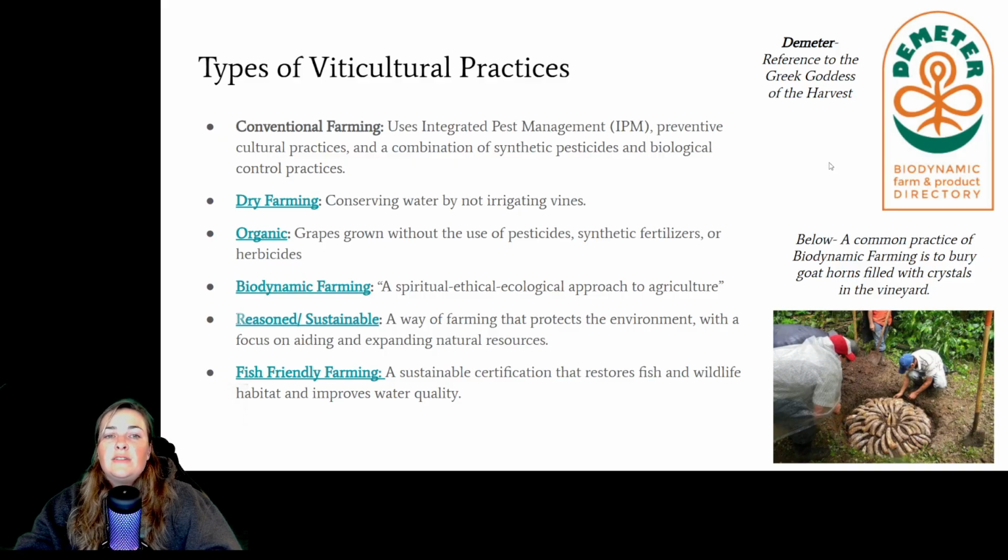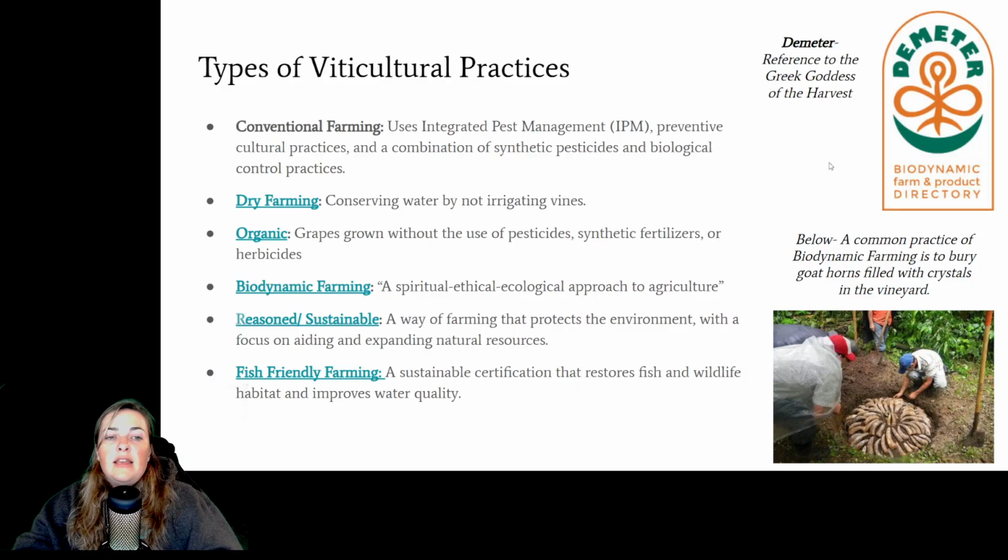There's also different types of philosophies behind farming and viticultural practices. So we have just conventional farming, which does use integrated pest management, also referred to as IPM, preventative cultural practices, and a combination of synthetic pesticides and biological control practices. So that's conventional. There's also dry farming, which is a method of farming that conserves water by not irrigating your vines at all. This really relies on the total rainfall, the water holding capacity of your soil, and if your vines can make it through the season through that.